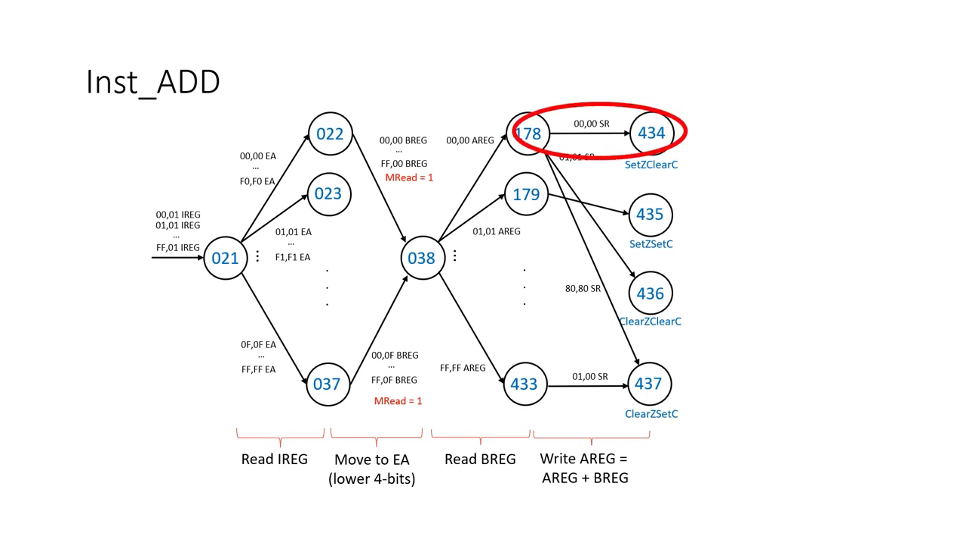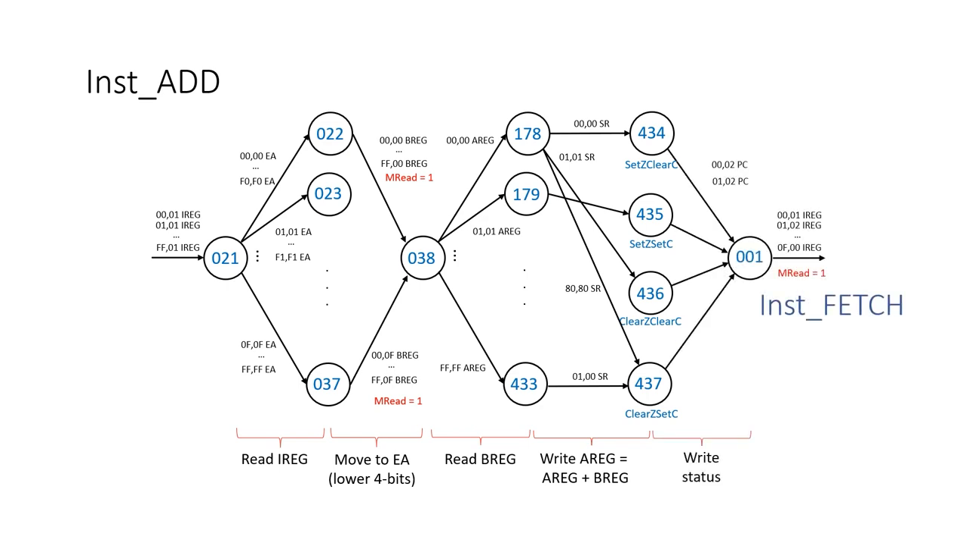We can use this information to determine what state to go to next. If we add 0 to 0, we know that we want to set the 0 flag but clear the carry flag. That's what state 434 does. It reads the status register variable, and no matter what value is there, it writes back 0 too. We need to have four separate states for all possible combinations of 0 and carry. Once we're done, we go back to fetch.